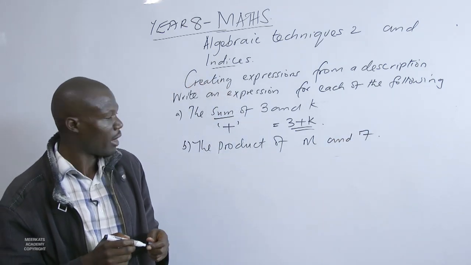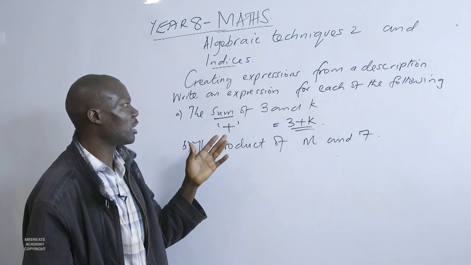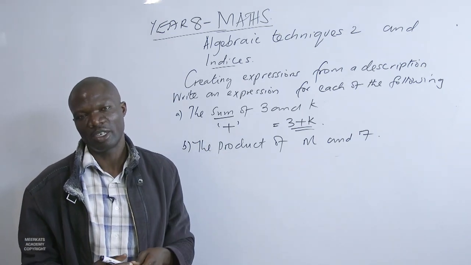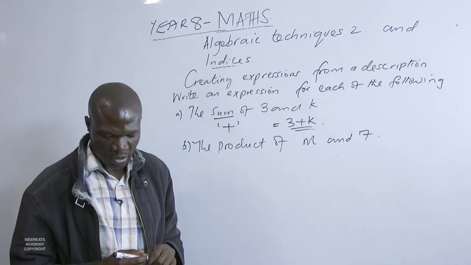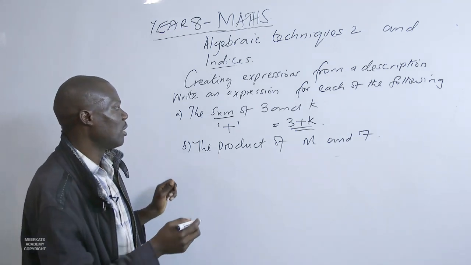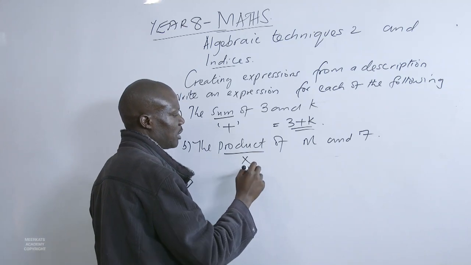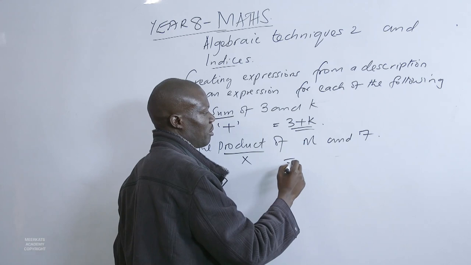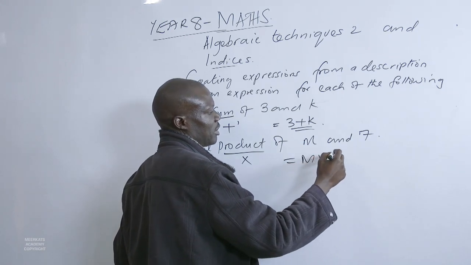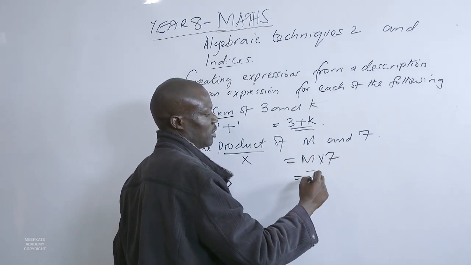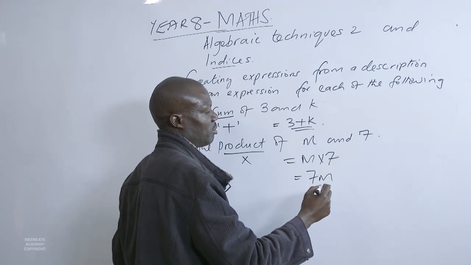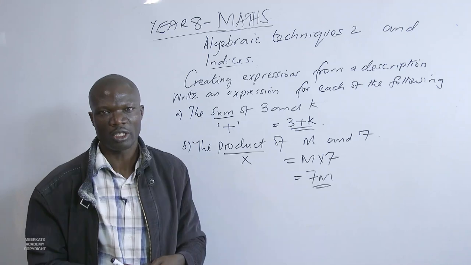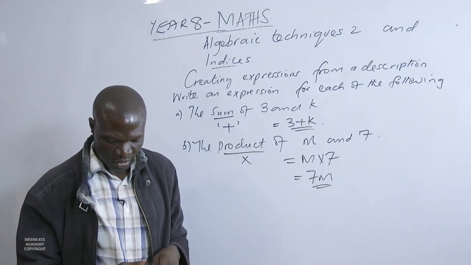The second question is asking us to write an expression for the product of m and 7. Product here means times or multiplication. So this one will be the same as m times 7, which equals 7m. Simply the same. So this stands for the product of m and 7.